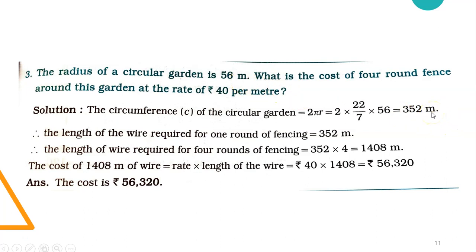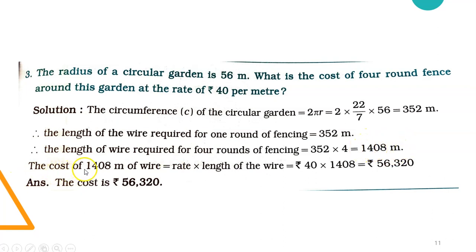So I've written the unit as meters. So the length of the wire required for one round, that is circumference, is 352. Therefore, the length of wire required for 4 rounds would be 352 multiplied by 4. The answer is 1408. Again, this is meters. Now, this is my complete length of 4 rounds.